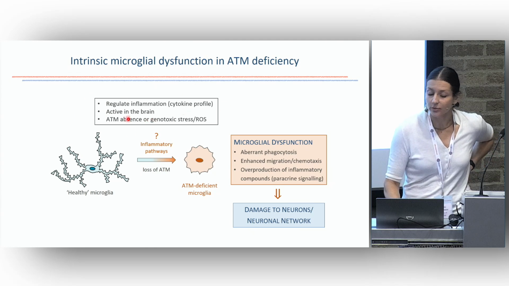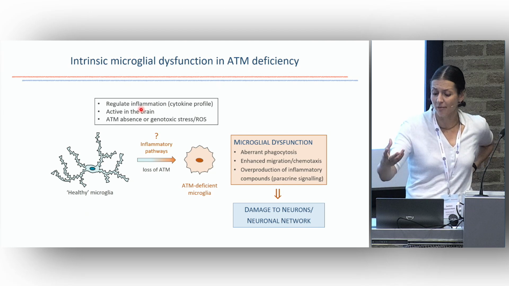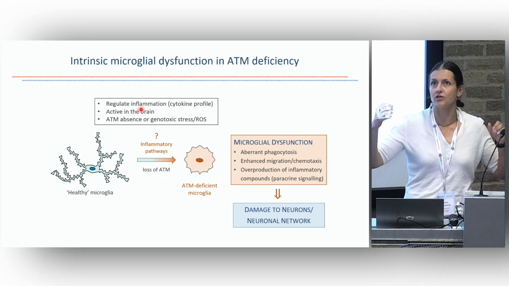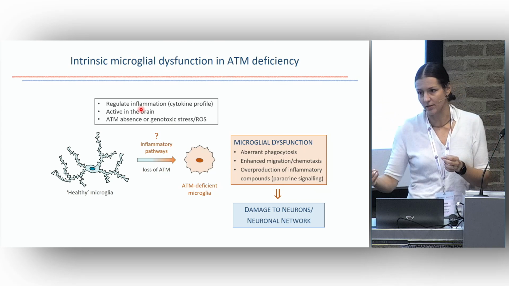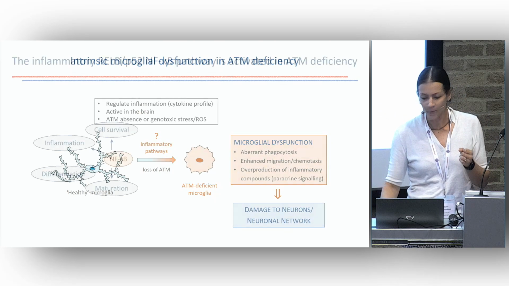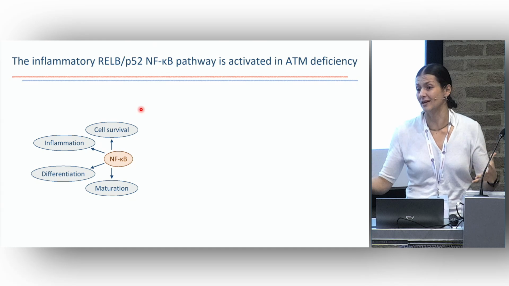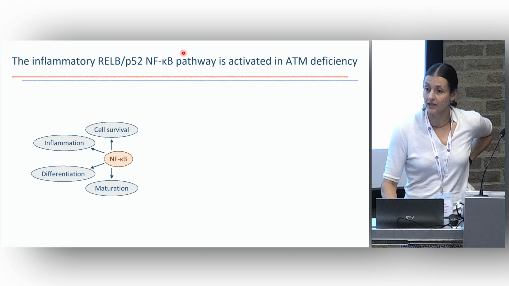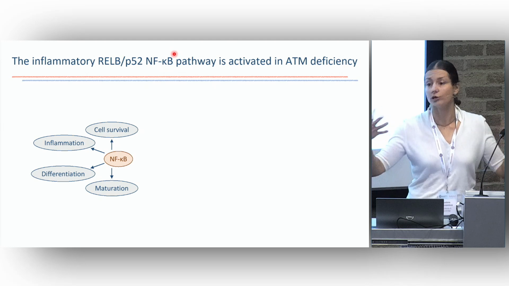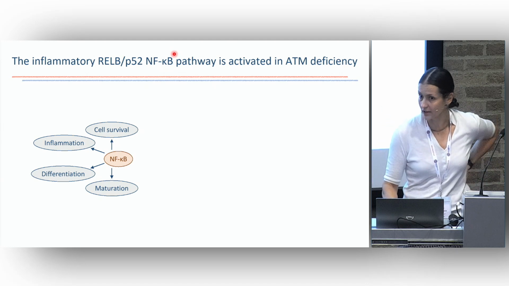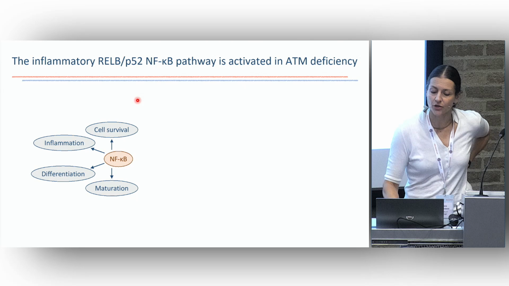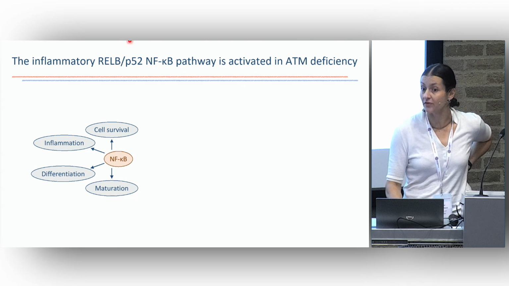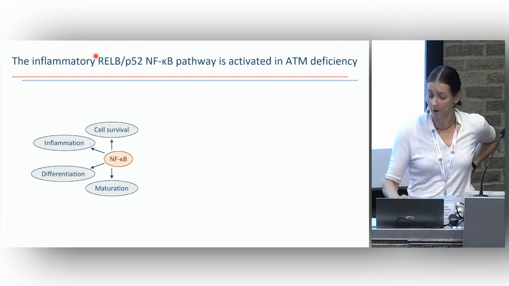We were looking for things that could be active in the brain and also that could potentially be regulated by ATM absence or perhaps by genotoxic stress associated with ATM kinase loss. So one pathway that immediately comes to mind is NF-kappa B. Interestingly, it's not the classical canonical NF-kappa B pathway that is activated in ATM-deficient cells, but the so-called non-canonical, or better defined perhaps as RelB-p52 heterodimer-driven pathway.